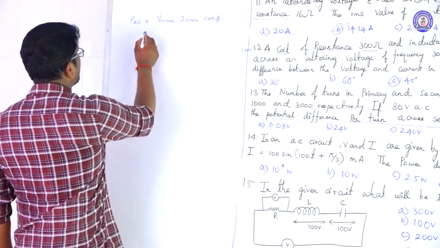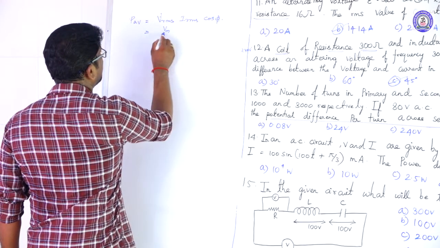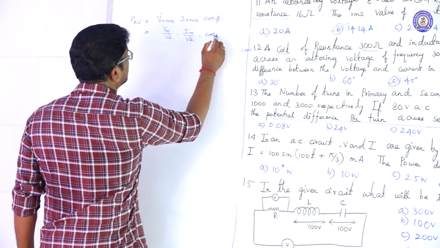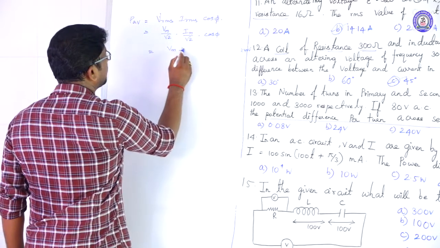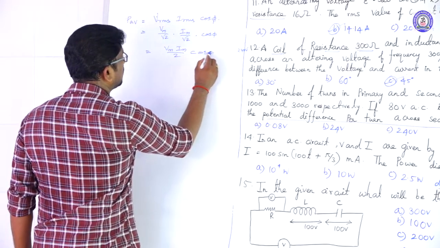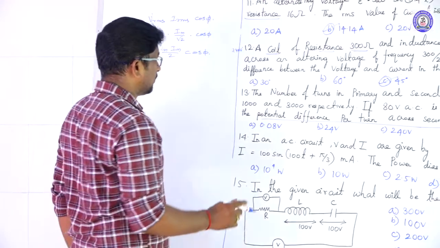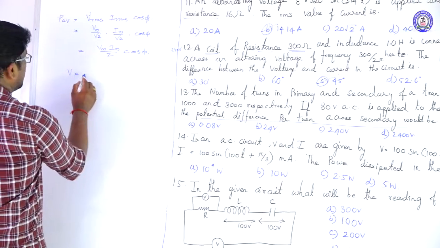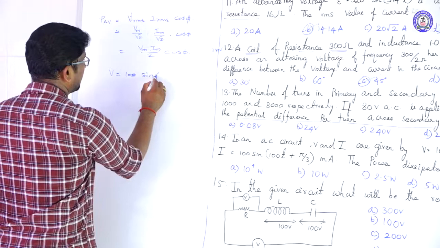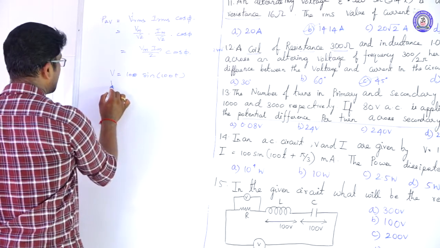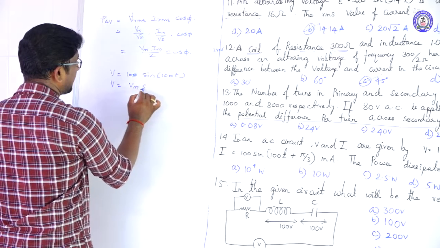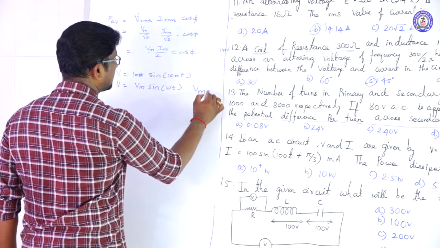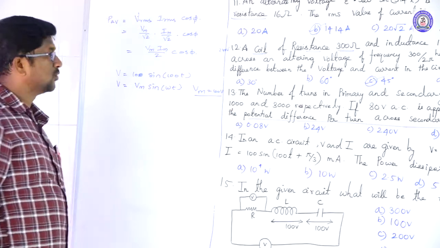Or otherwise, Vrms can be written as Vm divided by root 2, Irms can be written as Im divided by root 2, into cos phi. Or Vm Im divided by 2 into cos phi. Right. From these equations, the given value is V is equal to 100 sine of 100 t. This equation is compared with V is equal to Vm sine omega t. So comparing these two, Vm value is 100 volt.